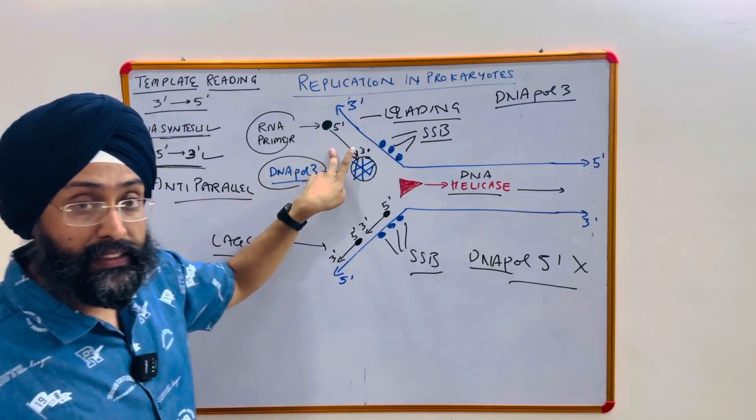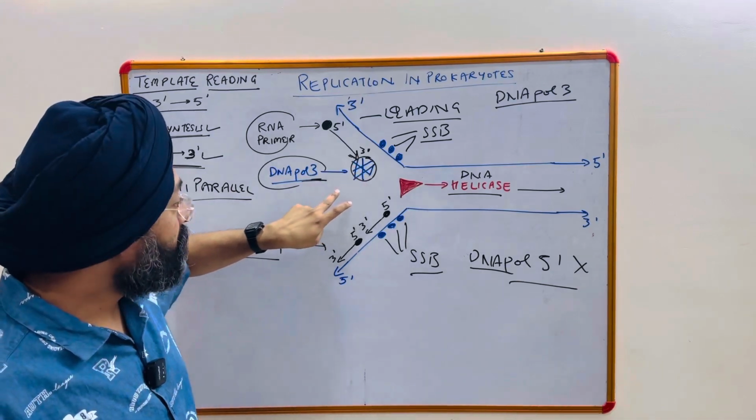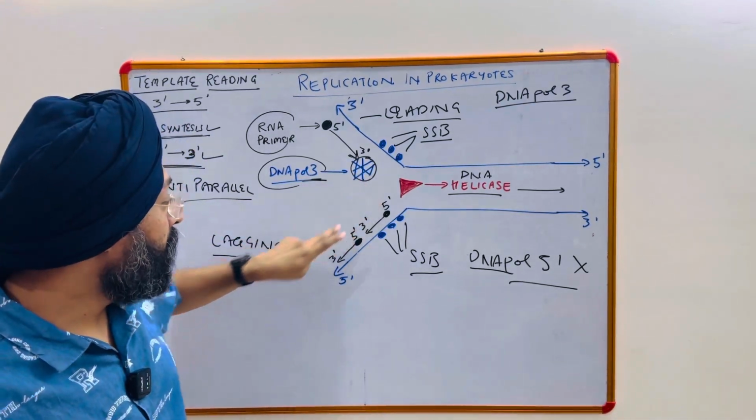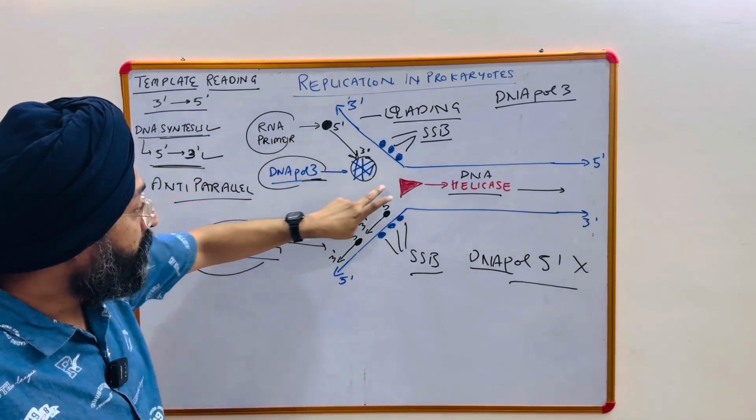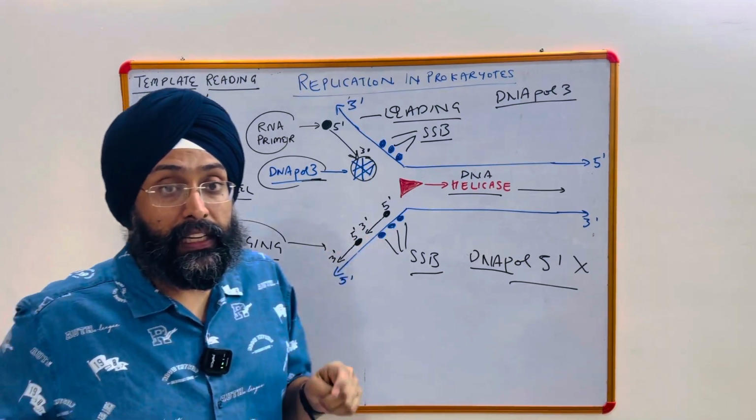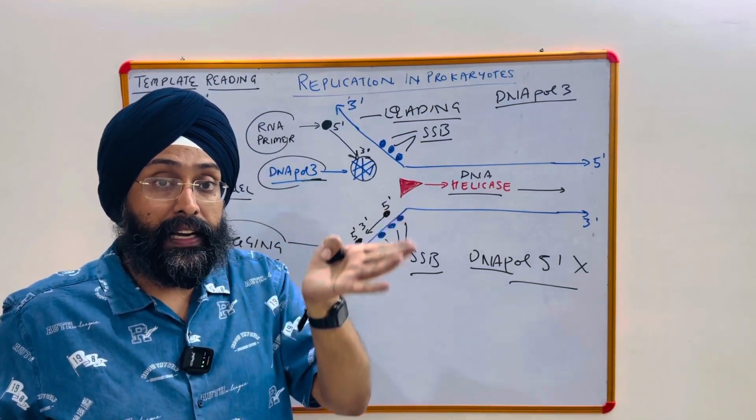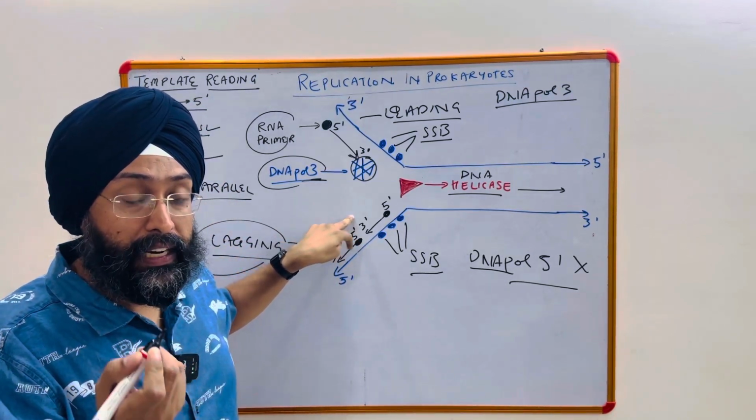So in the case of the leading strand, synthesis is in the 5 prime to 3 prime direction towards the replication fork, and in the lagging strand there is synthesis again in 5 prime to 3 prime, but away from the replication fork, because the body doesn't have a DNA polymerase that can add to the 5 prime side, so the body can add only to the 3 prime side, right?